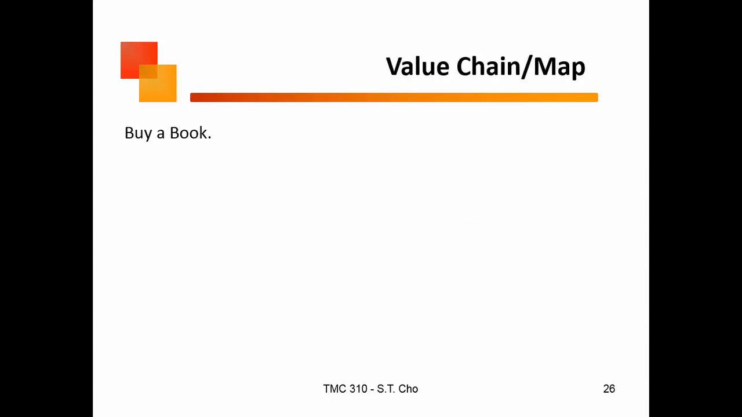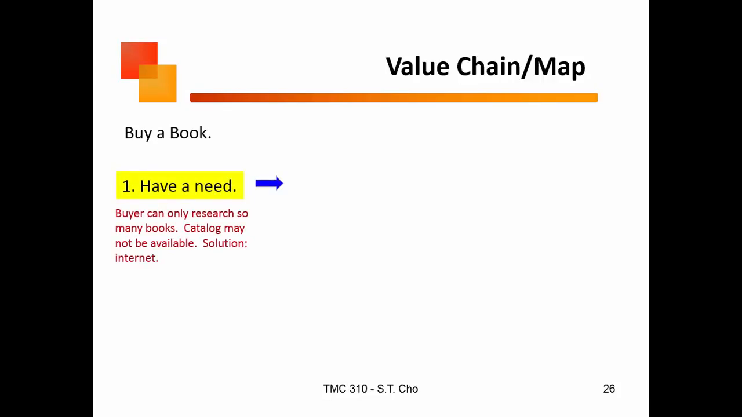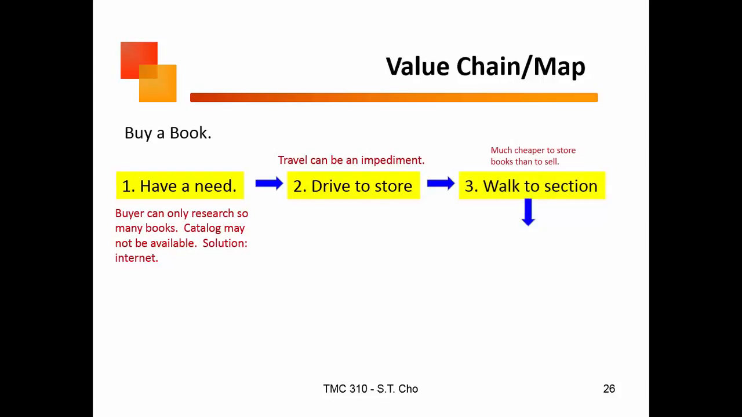And so here's an example of a value chain. This was before there was an internet. What if you wanted to buy a book? Well, the problem with the book is there are lots of different books, and to have them in a paper catalog is very cumbersome. And so you can't research very many books, and this is where the internet is a great solution, because you can scan through a lot of things. You have to drive to the store, but driving could be an impediment. Maybe you don't want to have to travel. Then you go to a section.